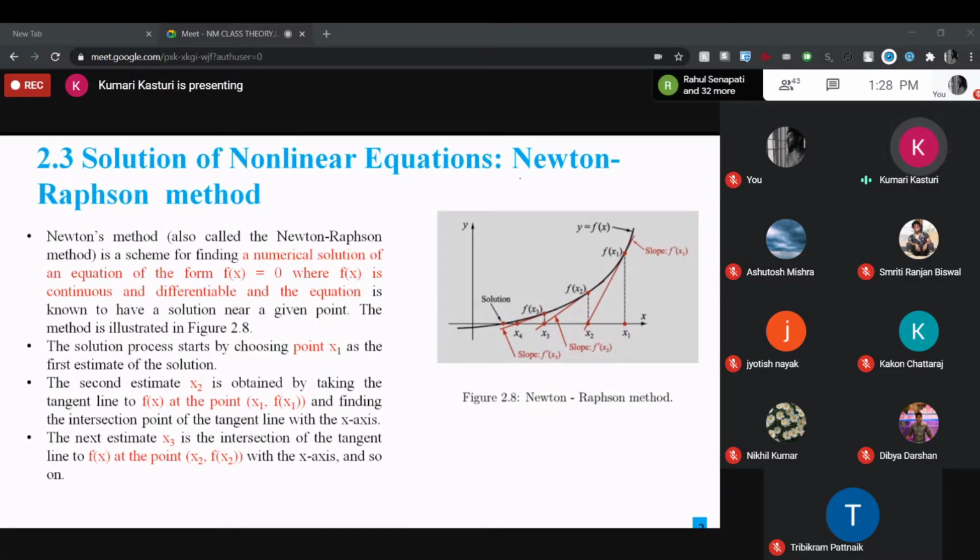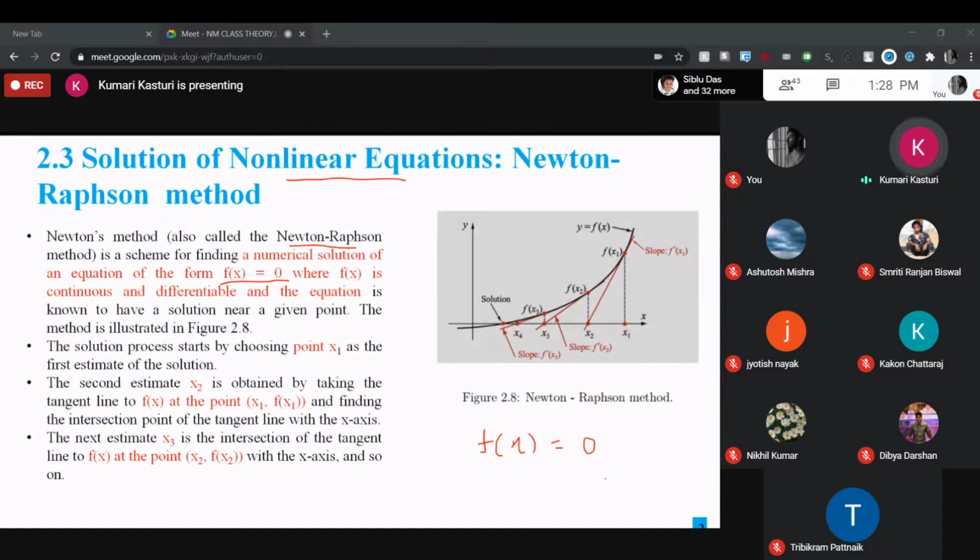Again, by using this Newton-Raphson's method, we want to find the solution of a nonlinear equation. Newton's method is also called Newton-Raphson's method. It is a scheme for finding a numerical solution of an equation in the form f(x) = 0. Already we have discussed that the equation is always a nonlinear equation in the form f(x) = 0. We want to solve that equation.